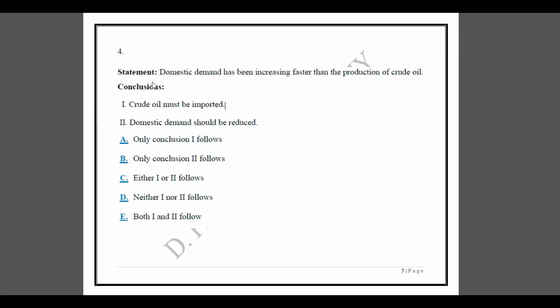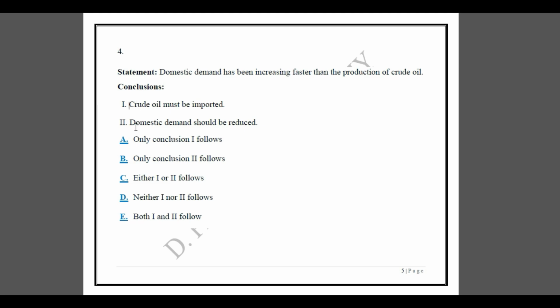Yes. The statement here tells that domestic demand has been increasing faster than the production of crude oil. So what is the meaning over here? Demand is more, supply is less. So understand the statement carefully. I repeat once again, the demand is more and the supply is less. Now go for the options. Conclusion number one, crude oil must be imported. When the demand is more in the country, and if the supply is less, what we should do? Automatically we should import it from the other country. So this conclusion is correct.